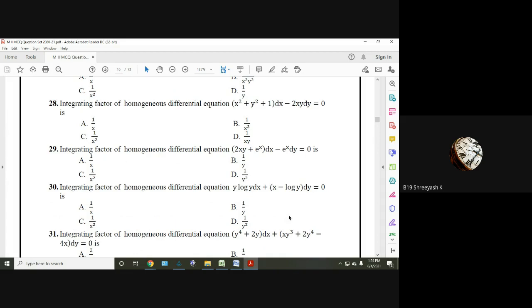M is equal to 2xy square plus e raised to x. M equal to 2xy square plus e raised to x. Okay, 2xy. Question number 20.